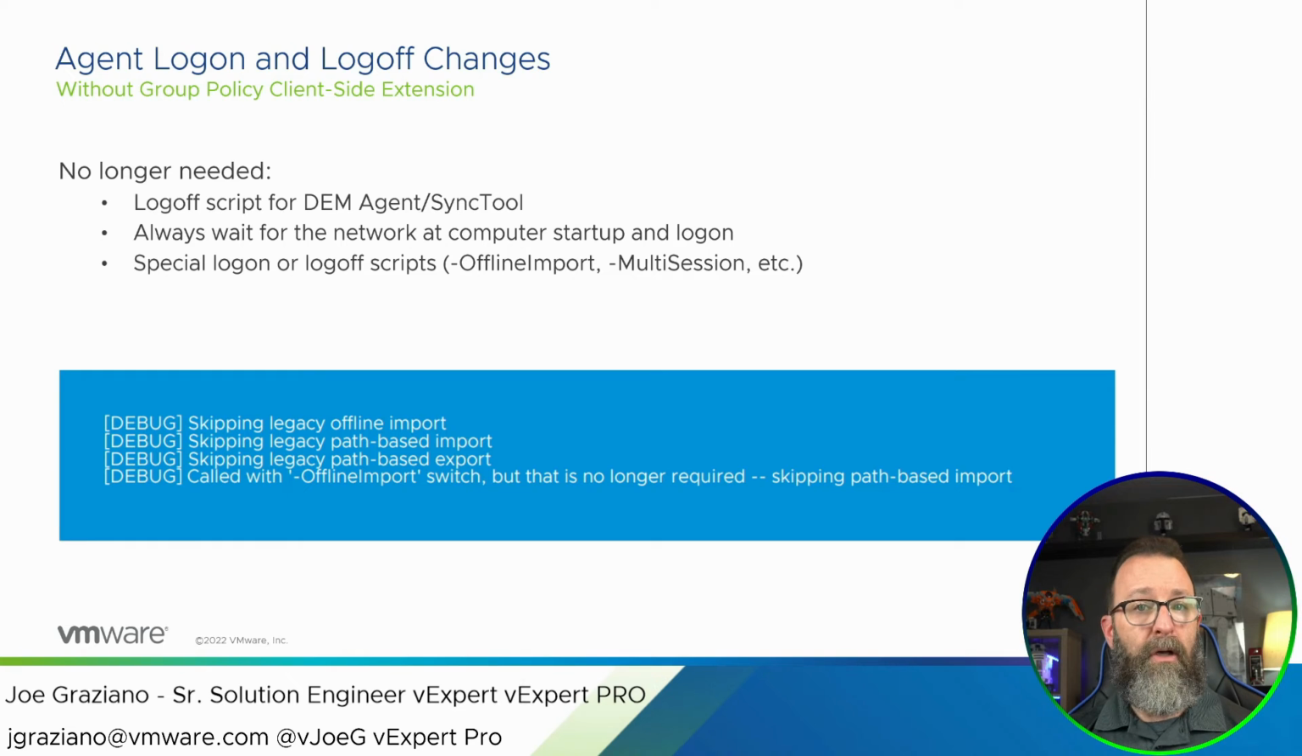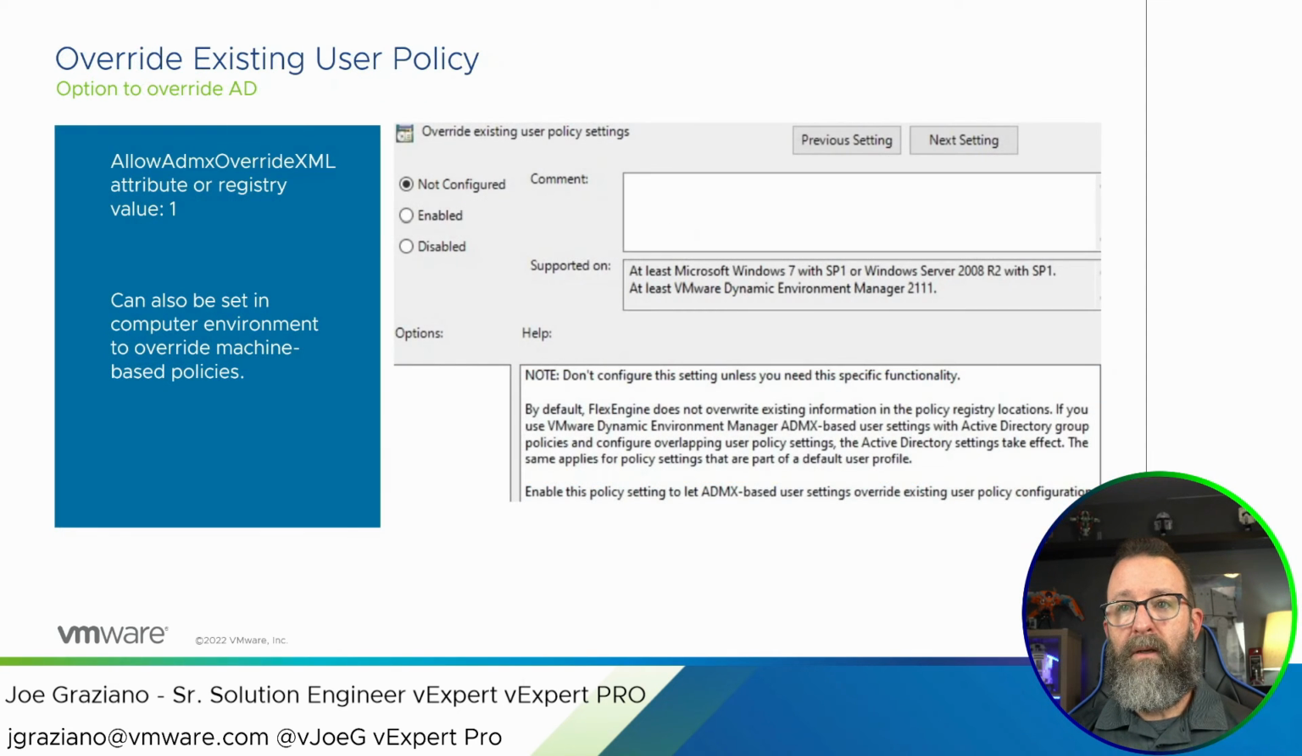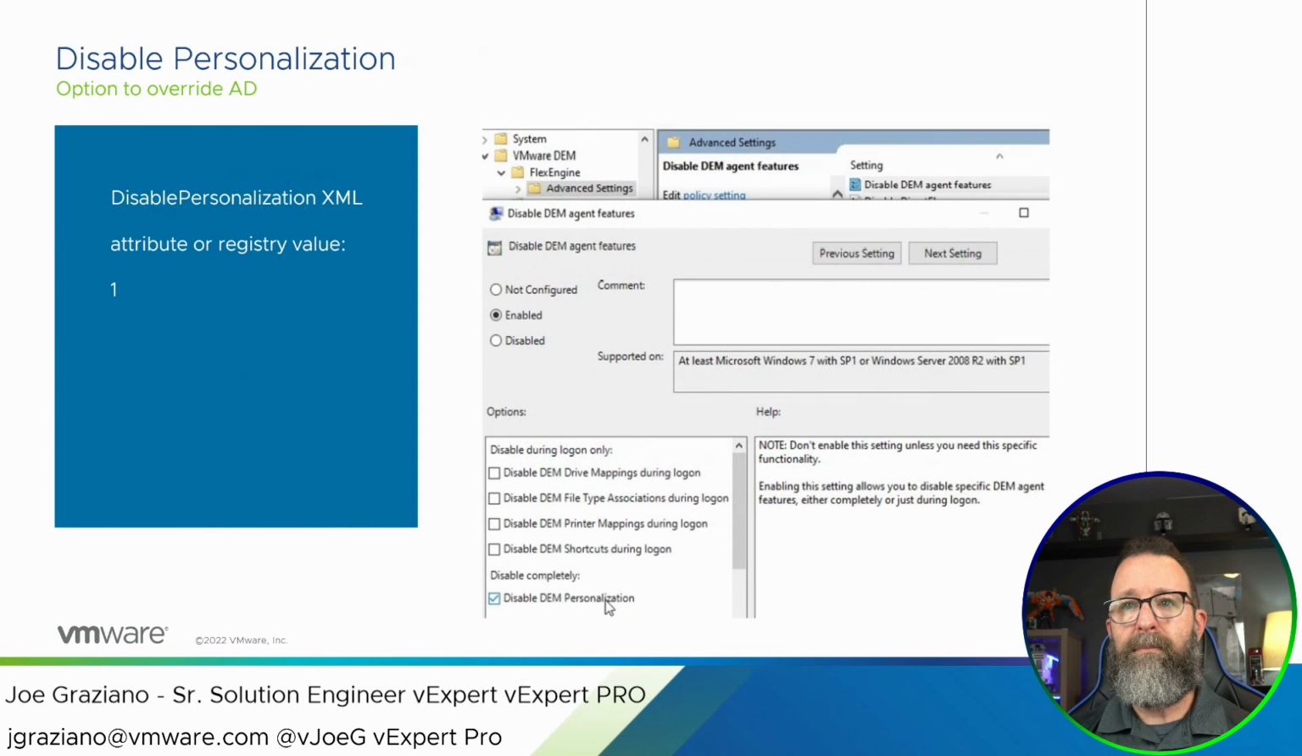Okay, so Dynamic Environment Manager. You no longer need the log off script or always wait for network. It's now built in. You can override existing user policies, so you can override AD inside of DEM now. Neat and handy feature if you can't change AD, but you need to make a change and it's okay. You can now do it inside of DEM. Personalizations, again, you can disable it and override AD personalizations.